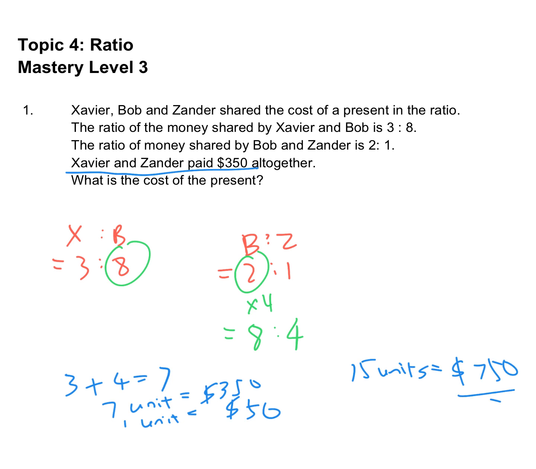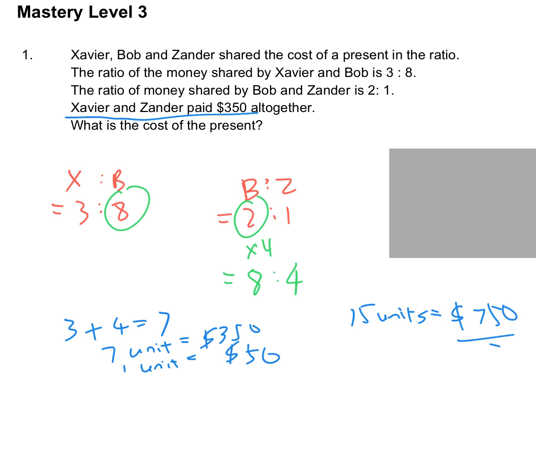Okay, I got the answer, $750. Do you realize that Bob appears twice? Xavier to Bob is 3 to 8, but Bob to Xander is 8 to 4. It says Xavier and Xander paid $350. So Xavier is 3 units, Xander is 4 units, so that's 7 units. 7 units equals $350, 1 unit equals $50, altogether is 3 plus 8 plus 4, 15 units. That is $750. With that, we come to the end.